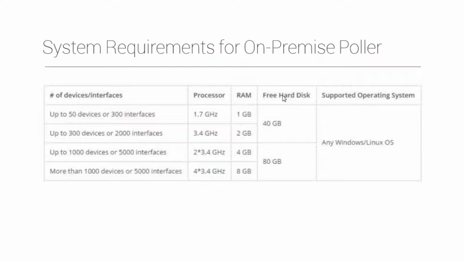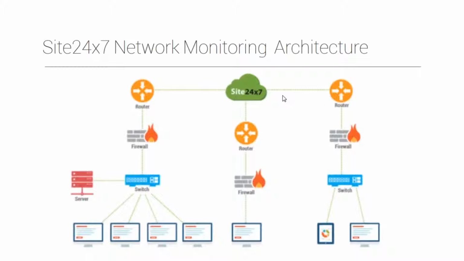So what are the system requirements for the on-premise poller to monitor your network devices? You can monitor up to 50 devices with a 1.7 gigahertz processor. When it goes to 300 devices, you need a 3.4 gigahertz processor, and for 1,000 devices, two times 3.4 gigahertz, and for more than 1,000 devices, four times 3.4 gigahertz. And these are the RAM capacities that need to be available for the on-premise poller to monitor your network devices. You can monitor any version of Windows and Linux OS. So this is how the network monitoring works.